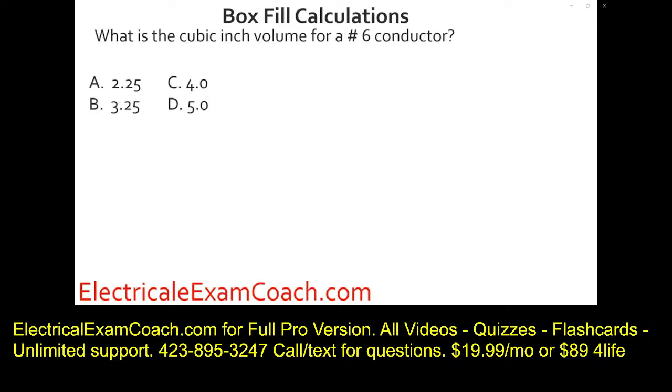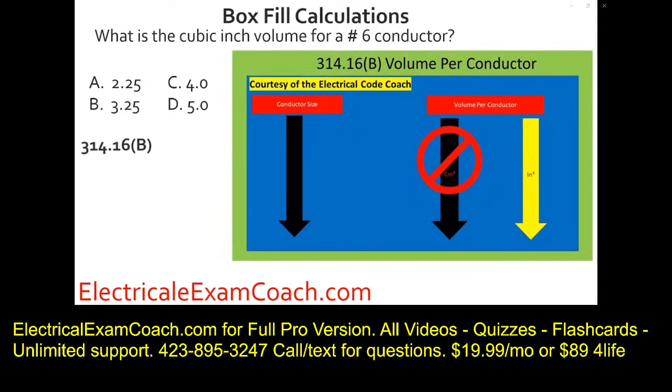What is the cubic inch volume for a number 6 conductor? For this one, we're going to head to 314.16b. We're going to start here on the left-hand side of the table and find our size conductor. Then we're going to come over and cross over to our cubic inch volume, and we're going to select D. Great job!